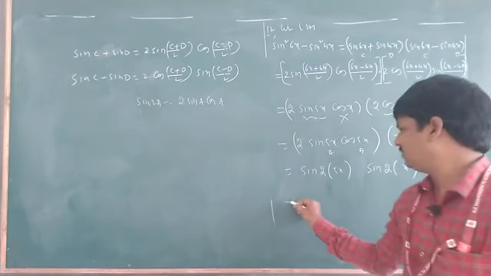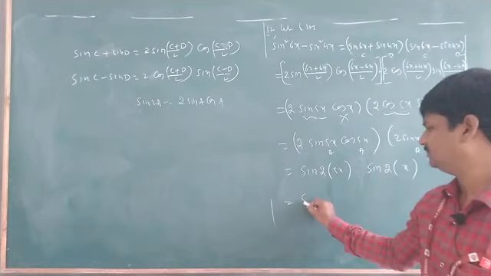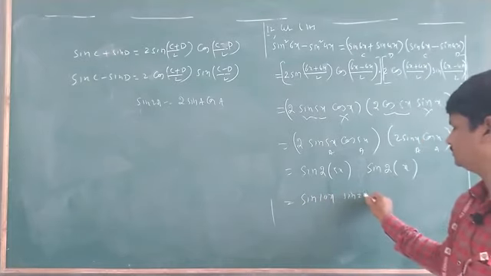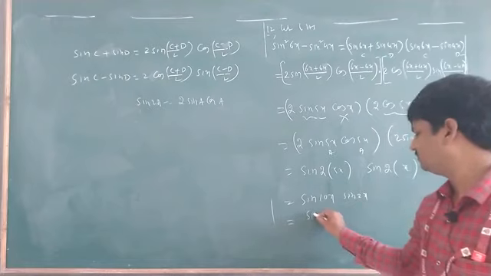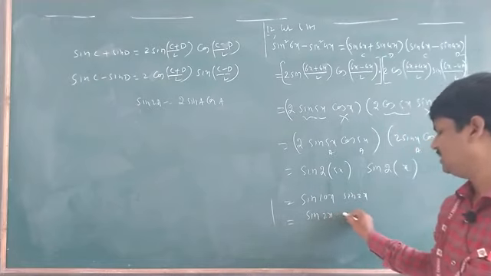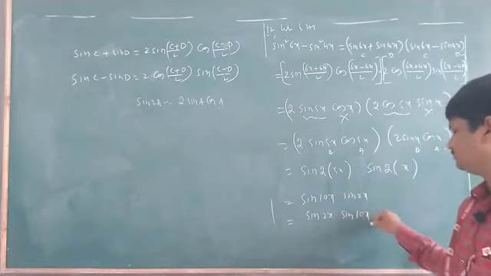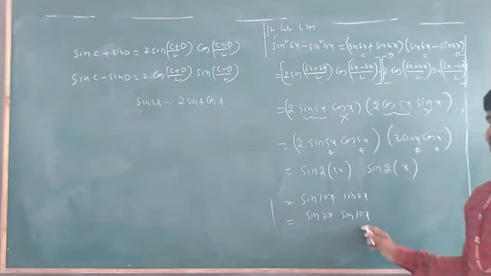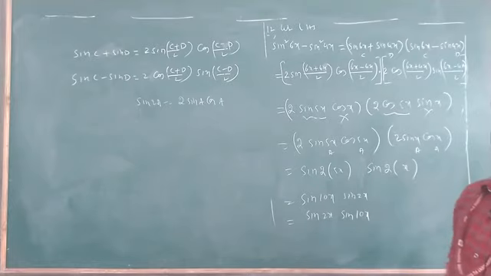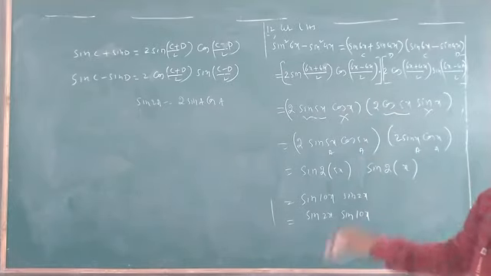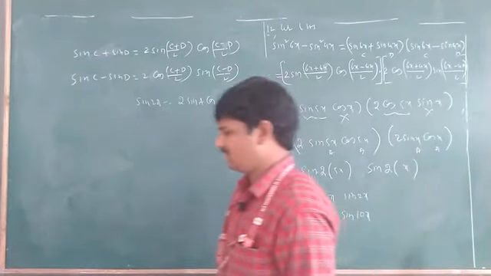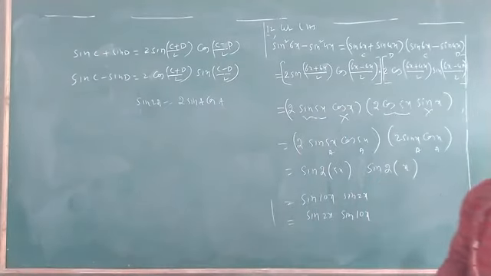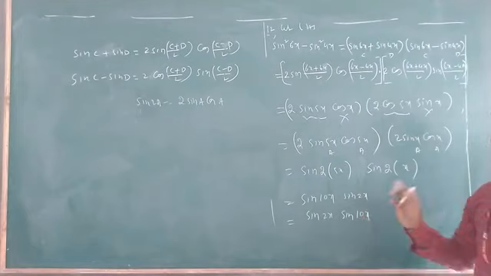Just simplify this one. Sin 2 into 5x is sin 10x, and sin 2x. So what do we ask here? Sin 2x into sin 10x. This is only what we are asked to prove. On the right side, what is the given value? Prove that sin 2x into sin 10x. Sin 2x into sin 10x.